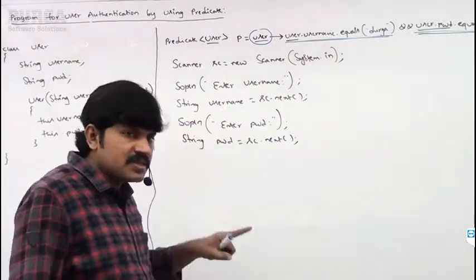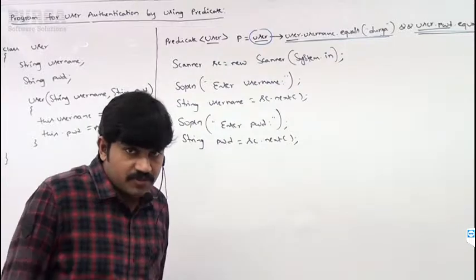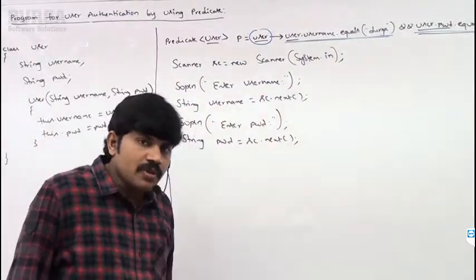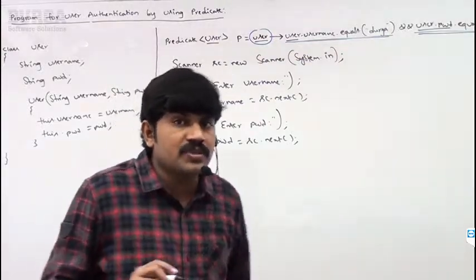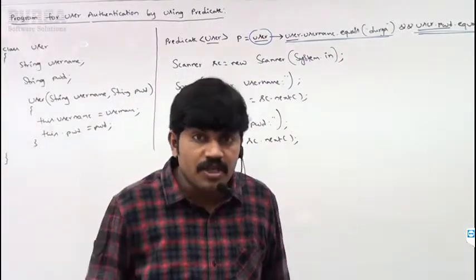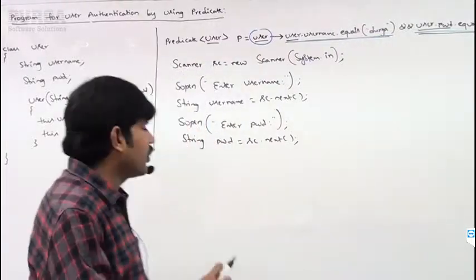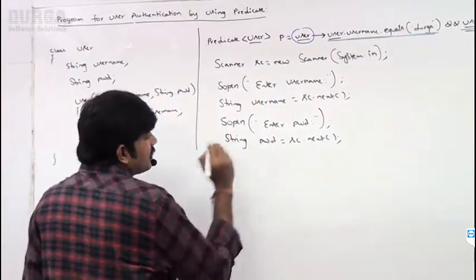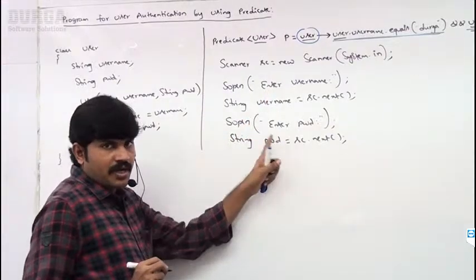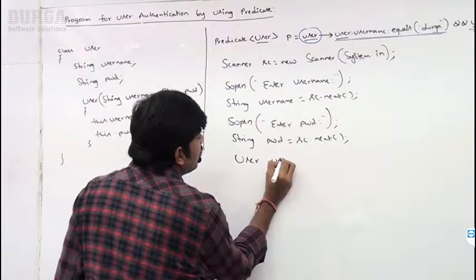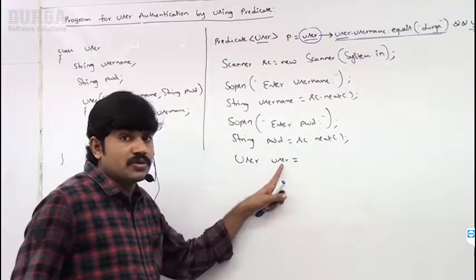Once the end user has entered username and password, with that create a user object, so that you can pass that user object to the predicate as the argument, which is going to check whether this person is valid or not. This is how to get username and password. Now user is equal to, I'm creating a user object.